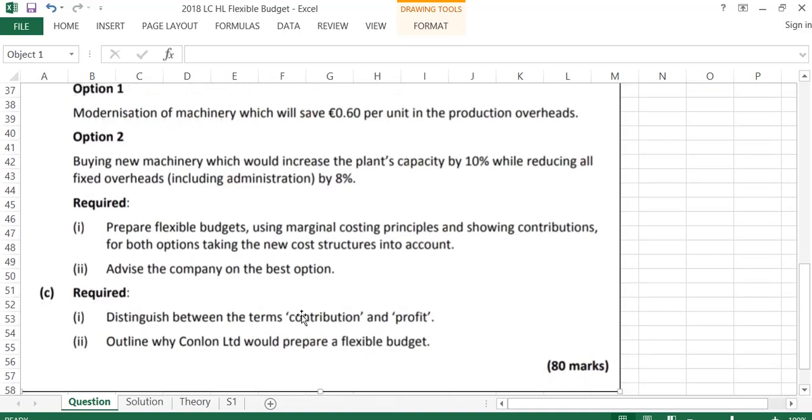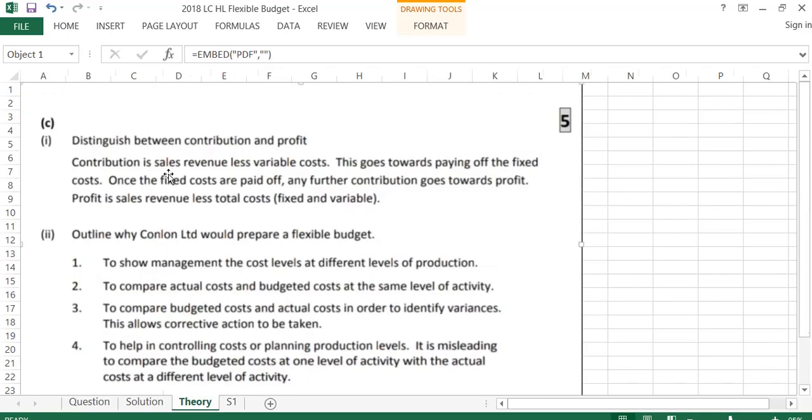The first part says distinguish between the terms contribution and profit. So it says here, contribution is sales revenue less variable cost. This goes towards paying off the fixed costs. Once the fixed costs are paid off, any further contribution goes towards profit. So profit is sales less total cost. So contribution is sales less variable costs. Profit is sales less total cost, which is your fixed and your variable element.